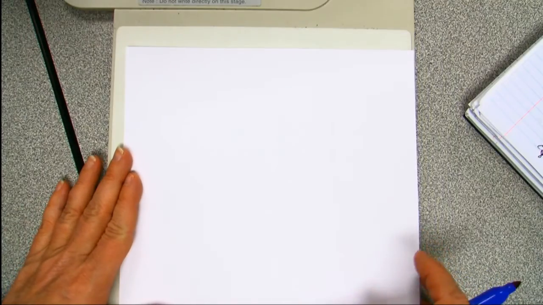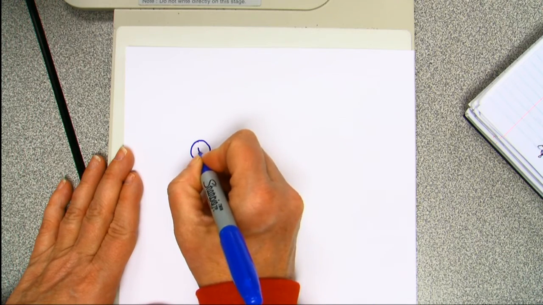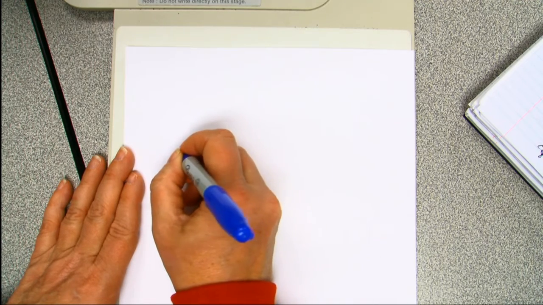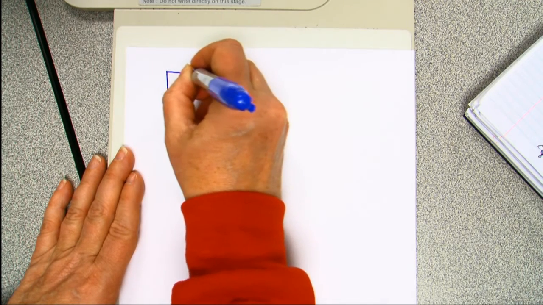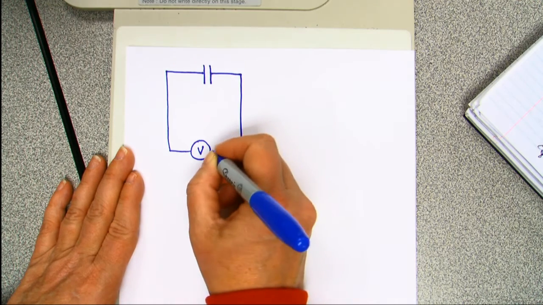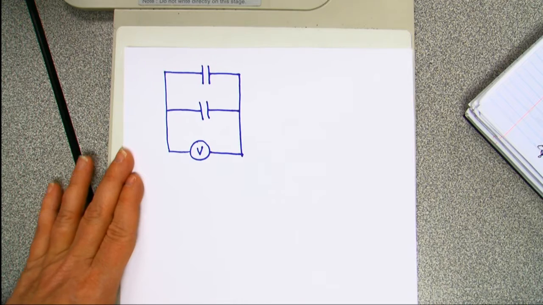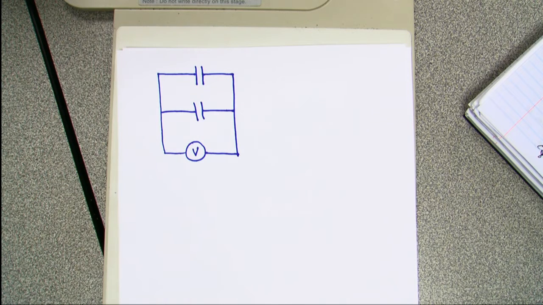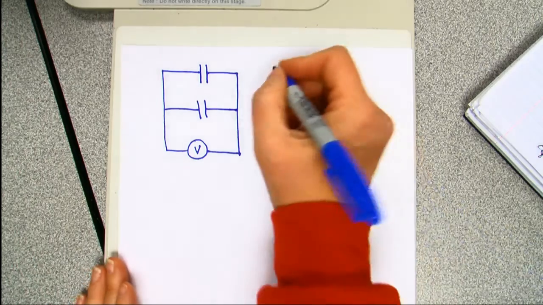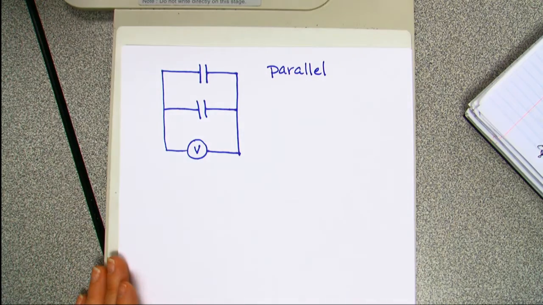So let's look at our capacitors. We talked about this on Wednesday, that my capacitors actually store charge. So I'm going to draw a circuit. I've got some voltage source. We talked about that this is my symbol for a capacitor. So I have two capacitors. Okay? And this circuit is in parallel because I have choices.